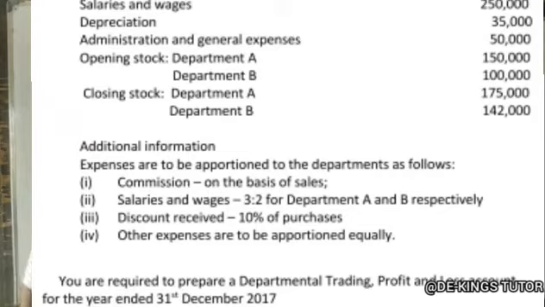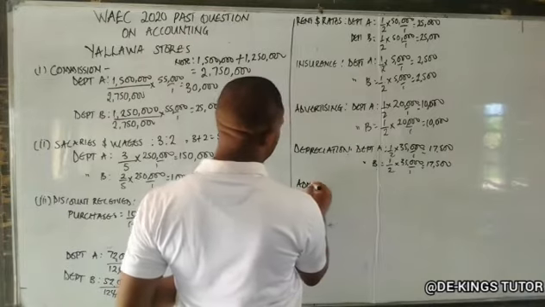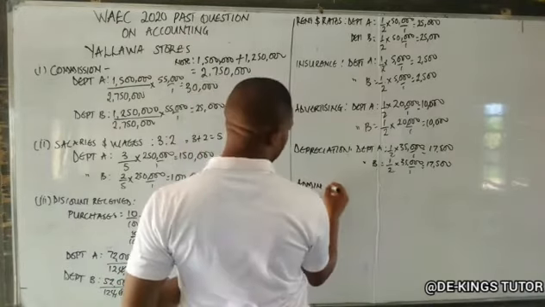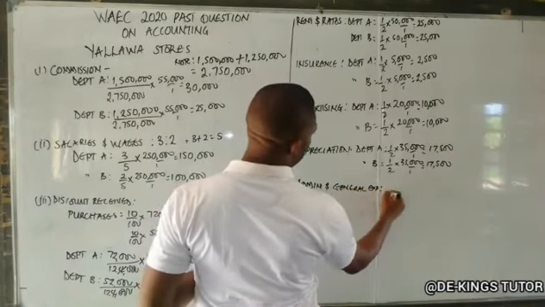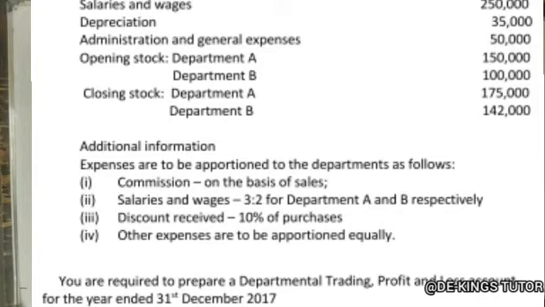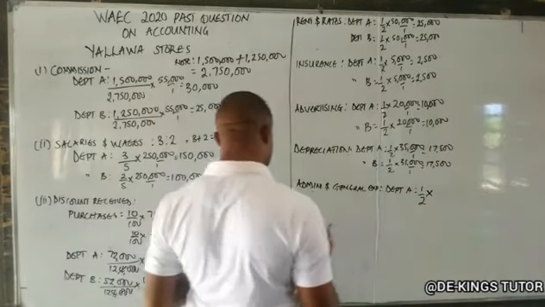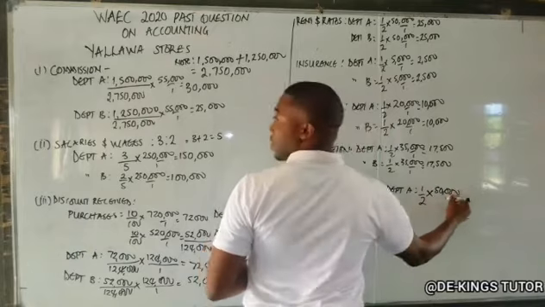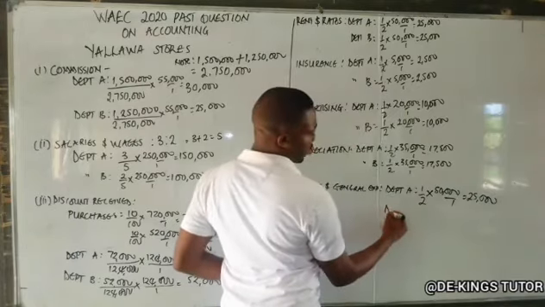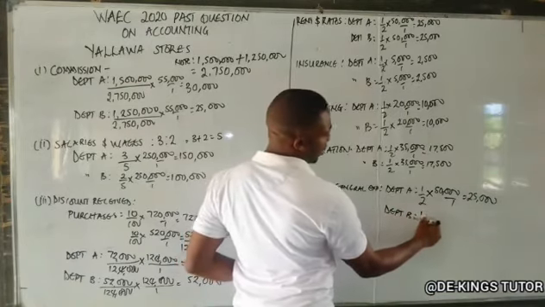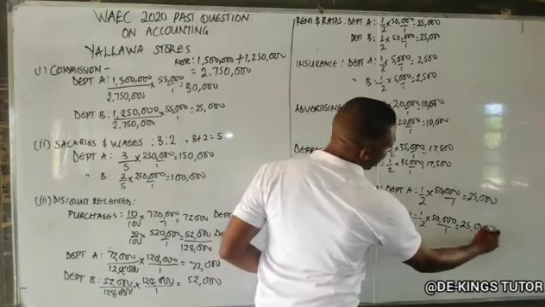Admin and general expenses. For Department A, we have half. So what is the amount paid? 50,000. So half of 50,000 will give us 25,000. So also for Department B, half of 50,000 will give us 25,000. Okay, so I think that is the expenses.